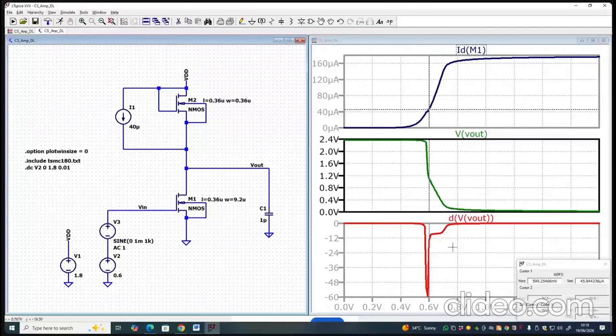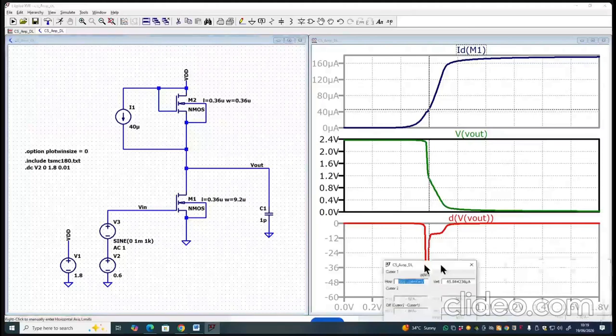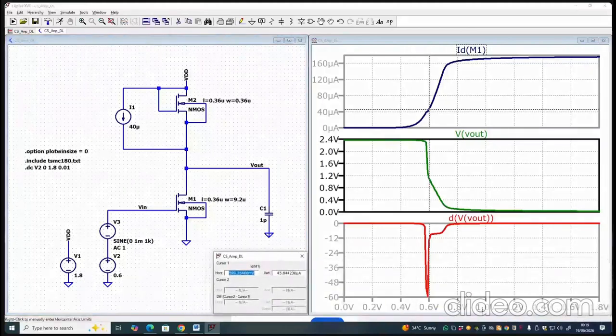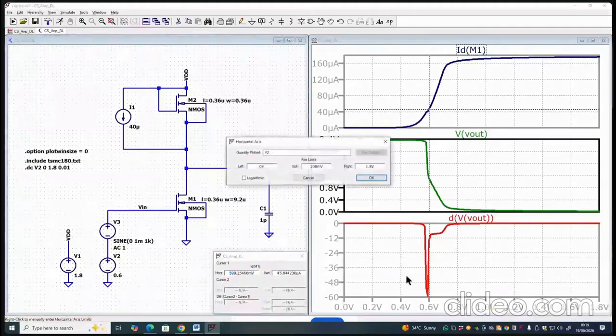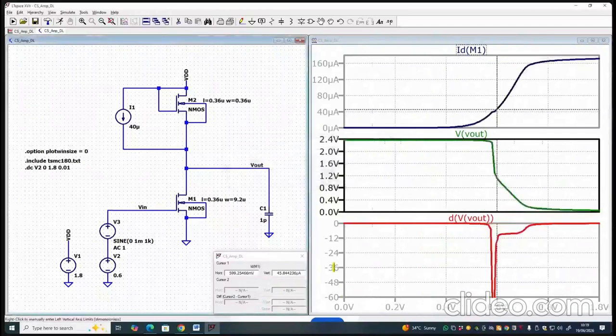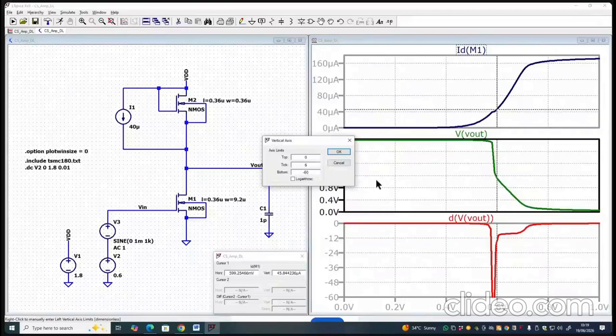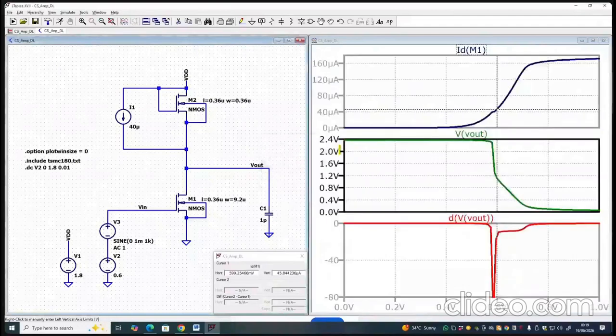So do you see the result? Let me restrict this to 1 volt only so that you can see it more clearly. And this, let's take it to be T. Okay. So you can see that we are able to achieve a very high gain.